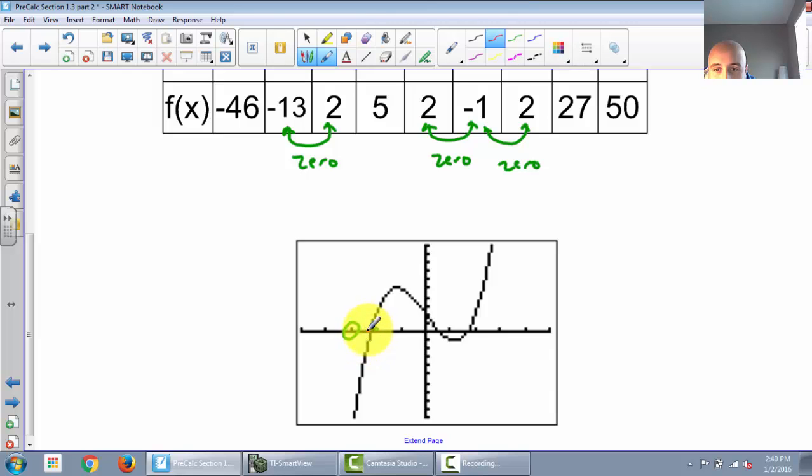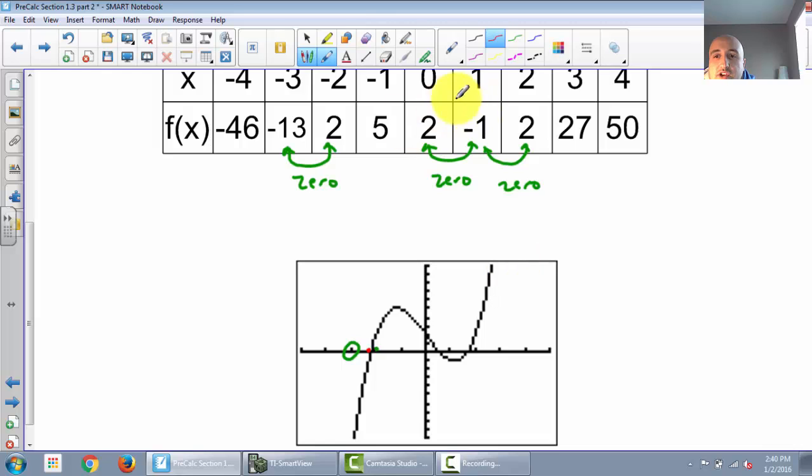Okay, so it's really close to negative 2, but it is in between negative 3 and 2. All right, now let's check between 0 and 1. Here's 0, here's 1. Is there a 0 between there? Yep, it's right here.